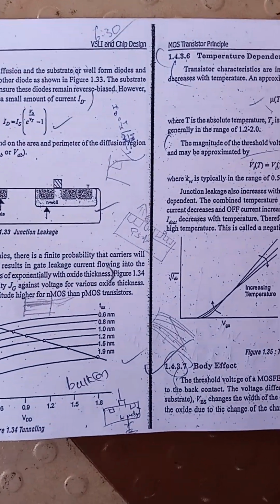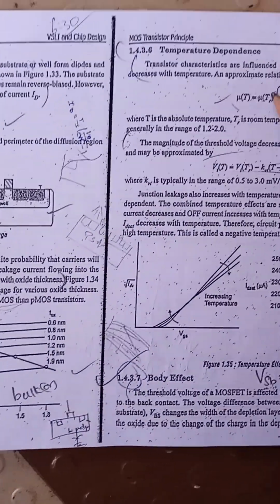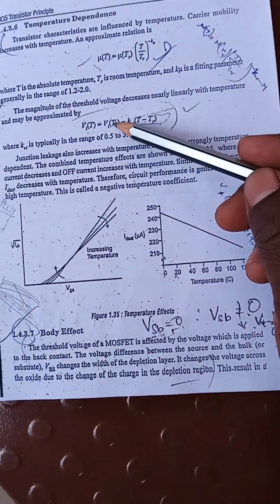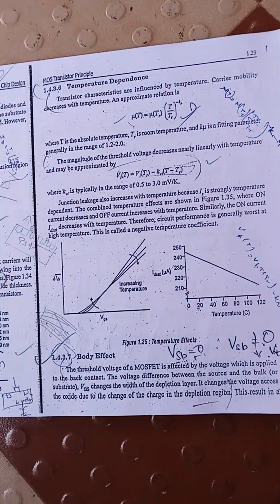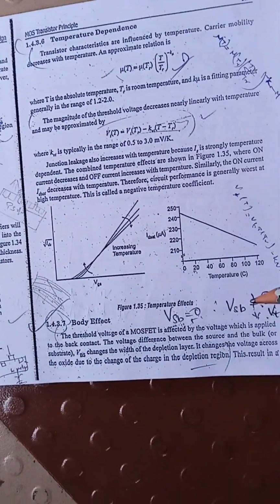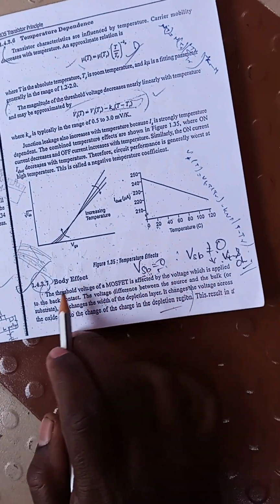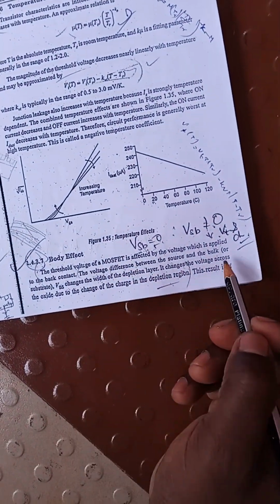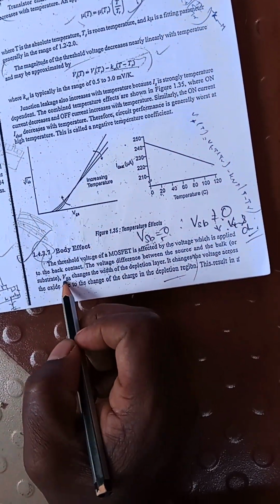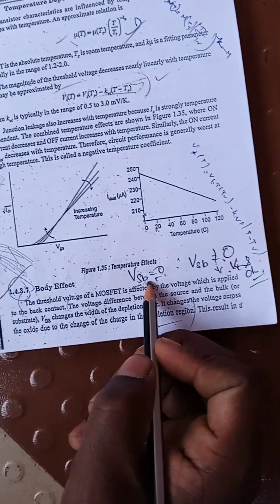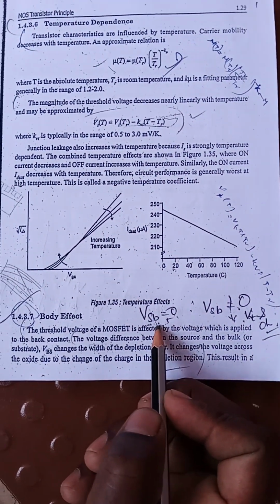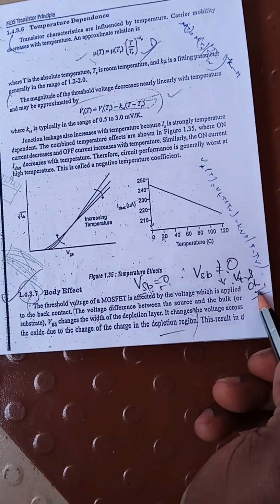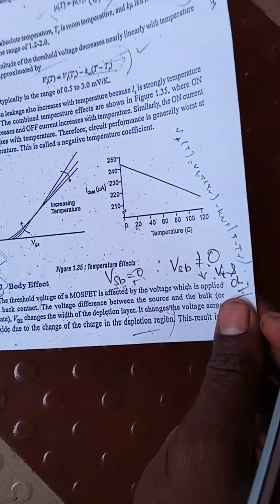And temperature dependence. These parameters are temperature dependent. Mobility varies with the temperature, and the threshold voltage is also varied by the temperature. And body effect means the voltage difference between the source and the bulk. The substrate potential should be zero, so I have mentioned here VSB must be zero. If it is not maintained at zero, then the threshold voltage and the channel length are affected. So this is the body effect.